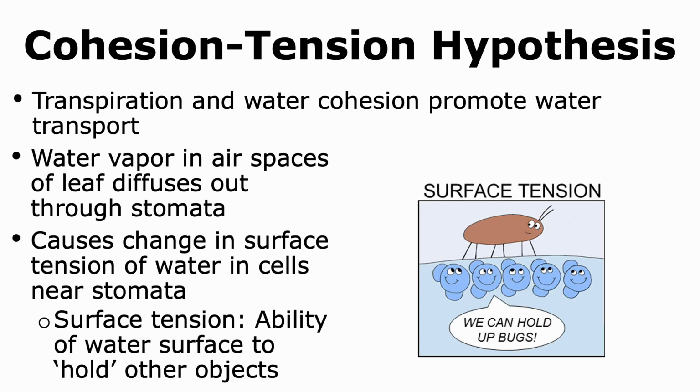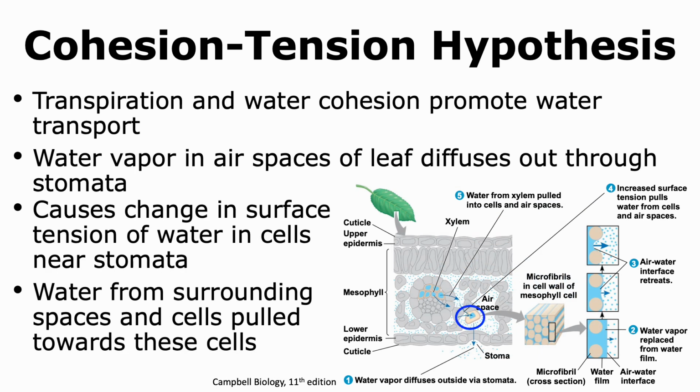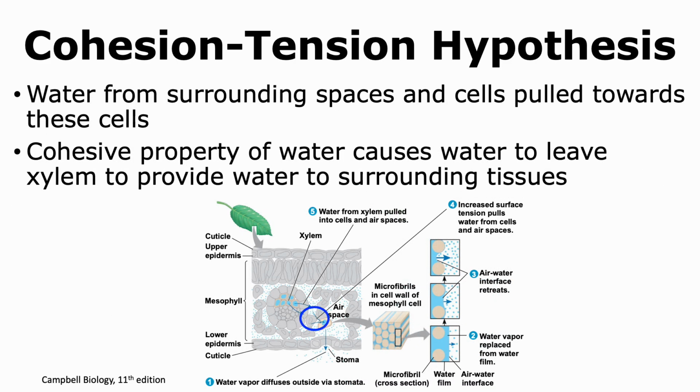Surface tension is the ability of a water surface to form a net that can hold other objects. The surface tension of water is what allows some insects to walk on water. The increase in surface tension in the cells that are near the stomatal openings causes water to be pulled from the surrounding areas into these cells. This water can come from extracellular spaces, or it can come from other cells that are nearby. As water is pulled into the cells that have lost water, the water leaves the xylem and enters the surrounding tissues.